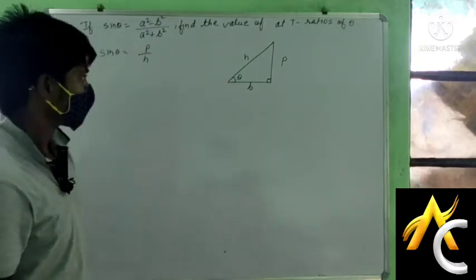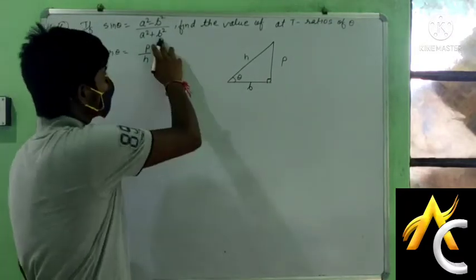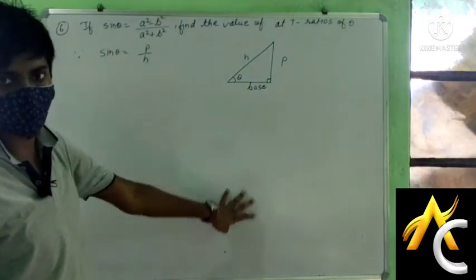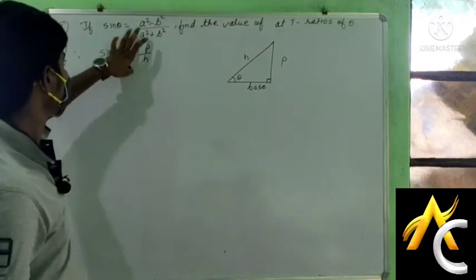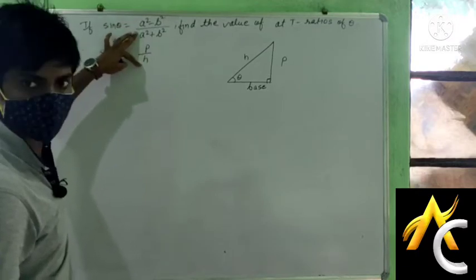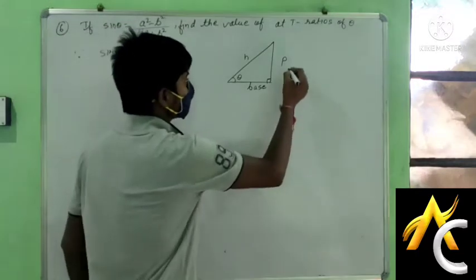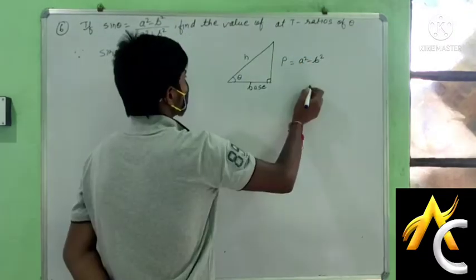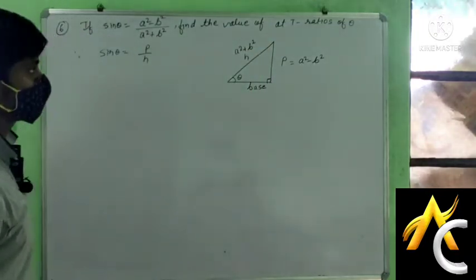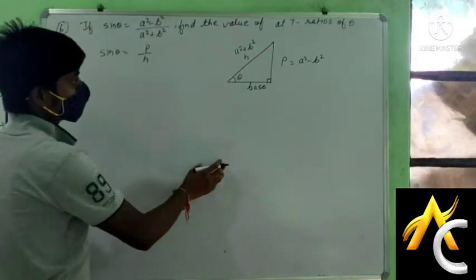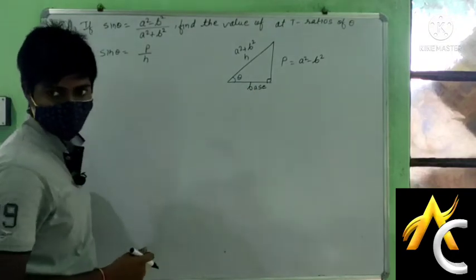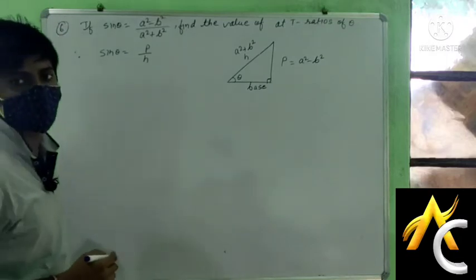Easy? Now by comparing these, here it is b, so we are going to write it as base, not b, to avoid any kind of confusion. Okay? So by comparing these, we can write it as value of p is a square minus b square, and value of h is a square plus b square, right? Now by applying Pythagoras theorem, we can find the value of base, right? What will be the formula of base?